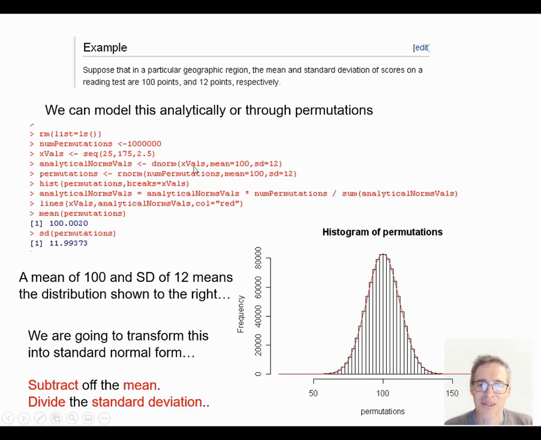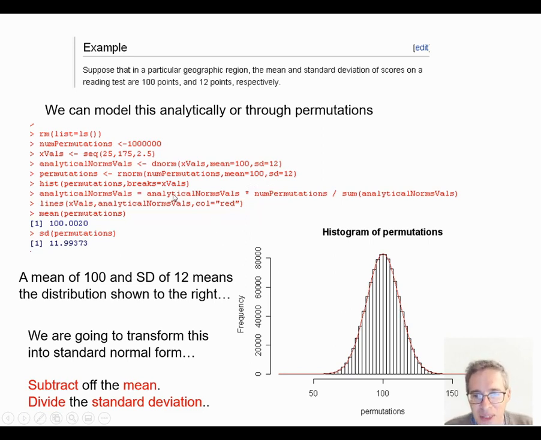The analytical norms are just given by the probability density function for the normal distribution, or I can sample rnorm with those permutations, right? So I can say simulate a million students taking the test with a mean of 100 and a standard deviation of 12, right? So this dnorm is going to be, of course, the probability density function. The rnorm is simply going to be sampling from this normal distribution a million times with a mean of 100, standard deviation of 12.